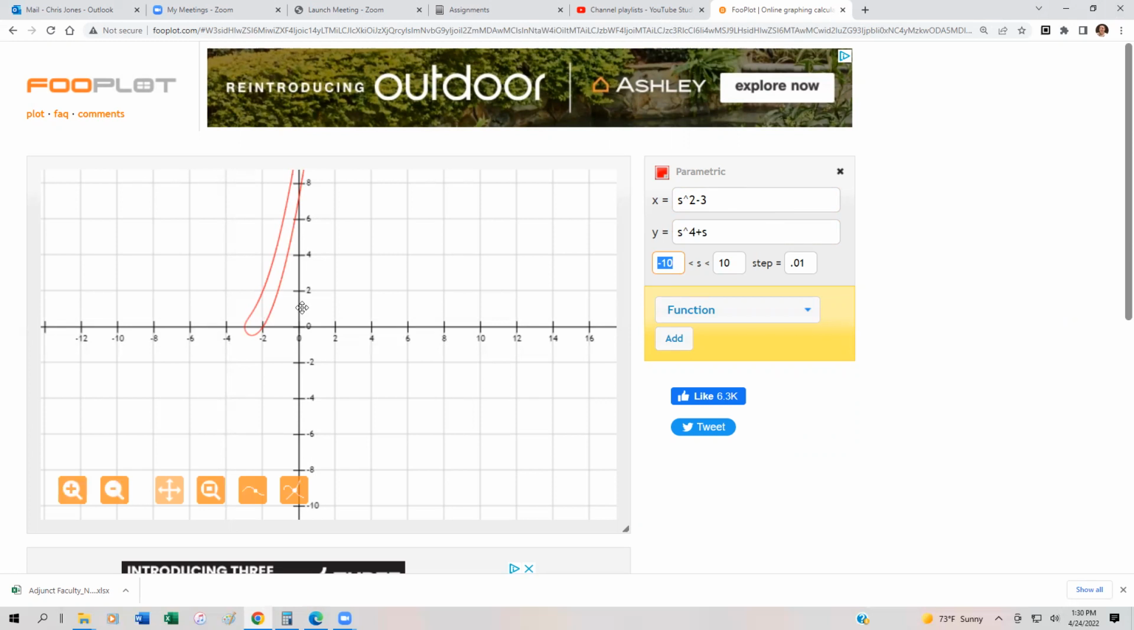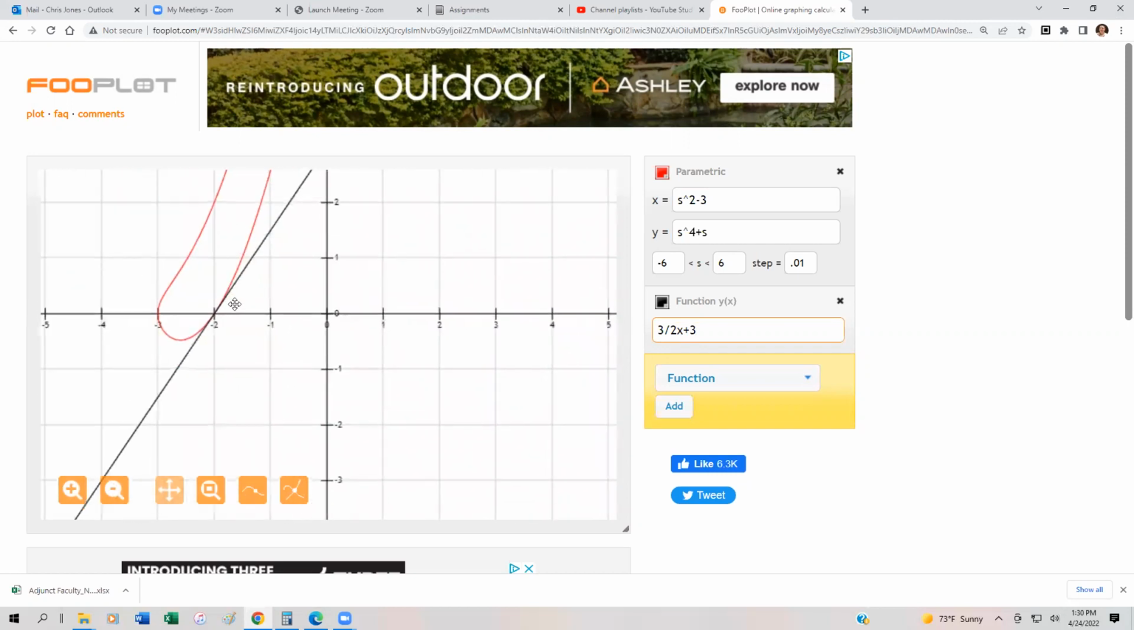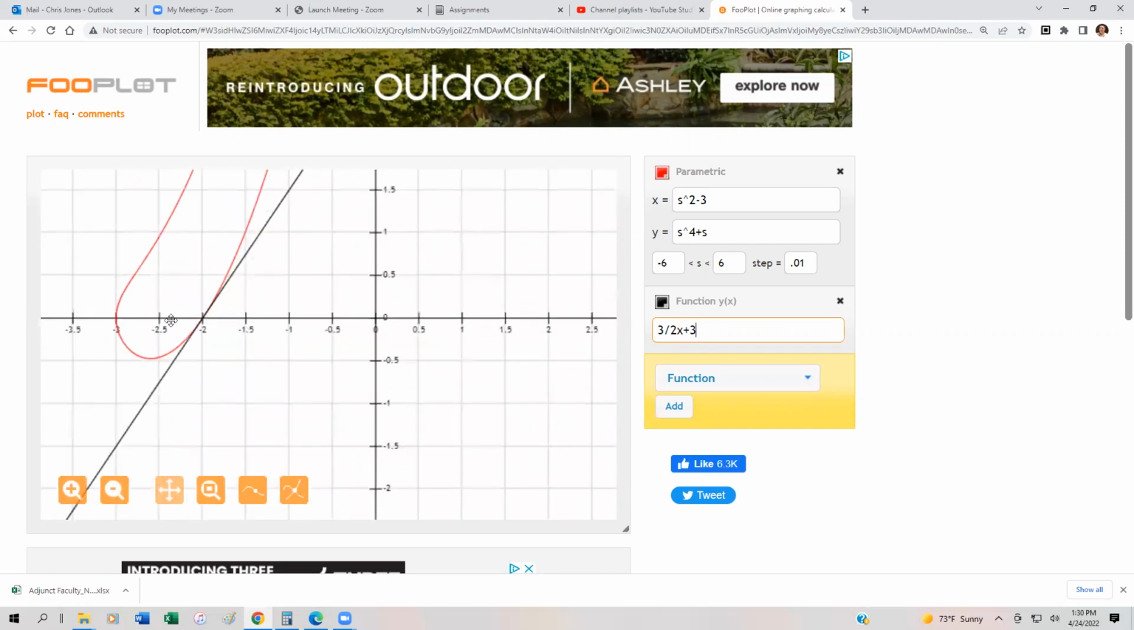All right, so it kind of looks like a rubber band a little bit. So that's what our function looks like. We could certainly change this. I could do like -6 to 6, and it's still going to be the same. Now I'm going to add a function in here. And the function we're going to add is going to be 3/2 x plus 3. All right, now check this out. Exactly at the point (-2, 0), that's what our tangent line looks like.